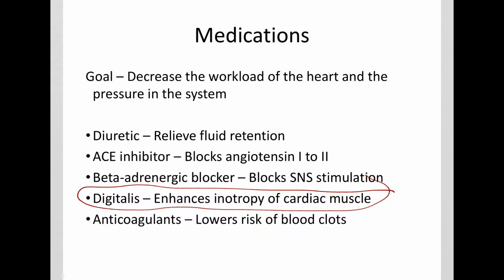It is one of those medications that can have side effects and cause more arrhythmias if it's not done correctly. So this is a medication that a patient might have some blood work on afterwards to make sure the proper levels are reached.